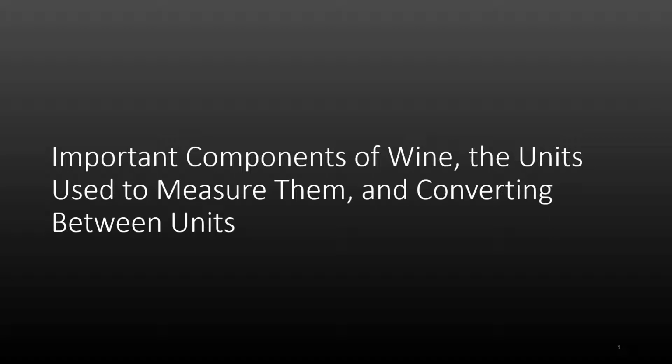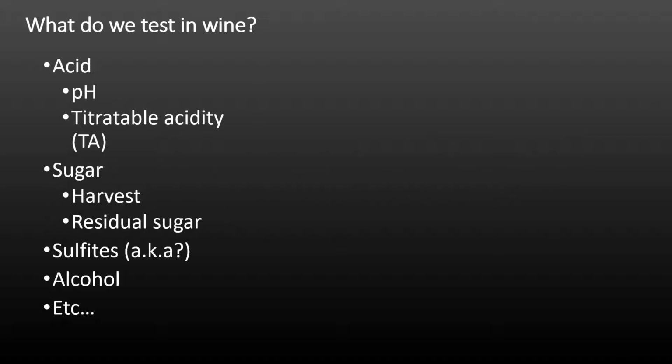So let's get going. Here are some of the things we test in wine. You can stop and look at this list. Part of the problem is we use different units for measuring different components. Titratable acidity we usually express in grams per liter. Same with residual sugar, but harvest sugar we express in Brix. Sulfites we use parts per million typically. Alcohol we do a volume to volume percentage. So with all these differences, how do we convert between them and understand some of them?